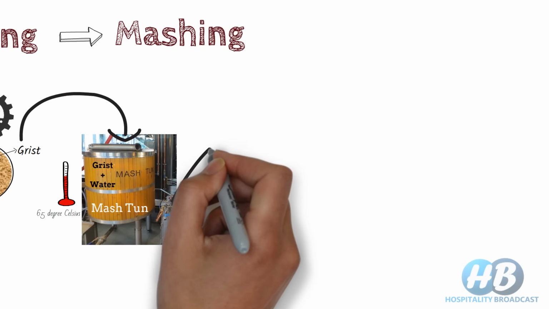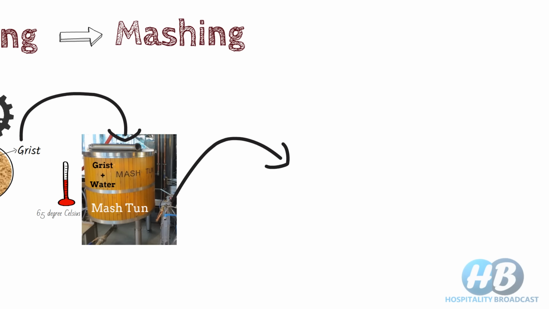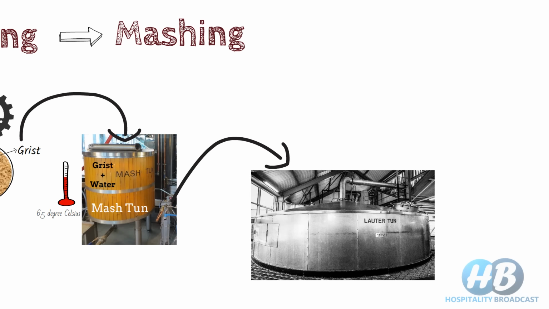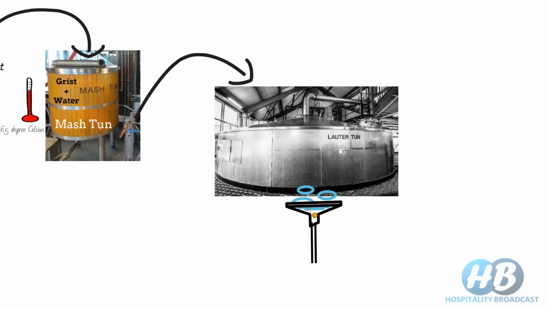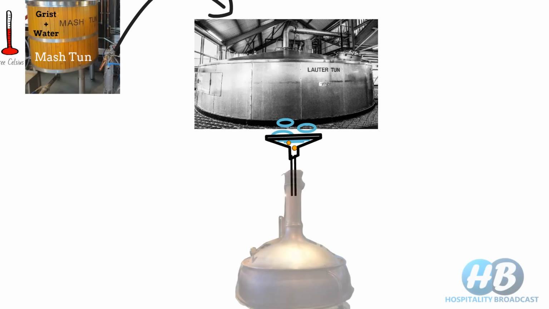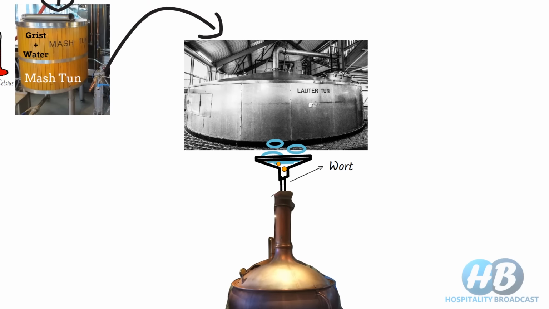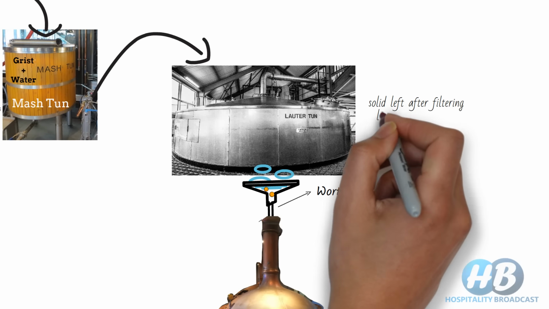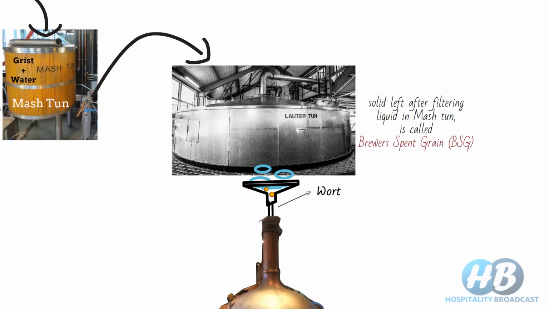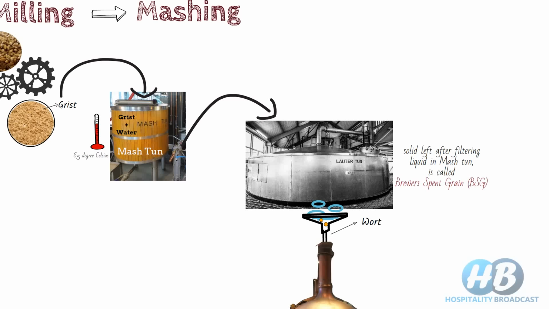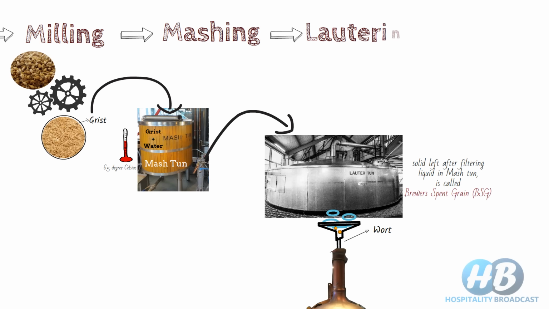Now from this mash tun, the mash is transferred to a new vessel with a false bottom called a Lauter tun. Here the liquid is filtered and separated from the solid substances such as husk and other grain residue, and transferred to another vessel. This filtered and separated liquid is called wort, and whatever solid is left after filtering the liquid is called brewer's spent grain (BSG), which can be used as animal feed. This complete process is called Lautering.